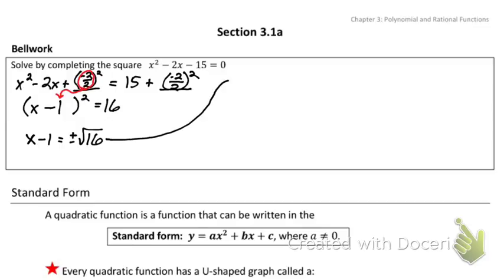Let's add 1 to both sides. And we're going to have x equals 1 plus or minus, square root of 16 is actually 4. So our x values are either going to be x equals 5 and x will equal 1 minus 4, which is negative 3.